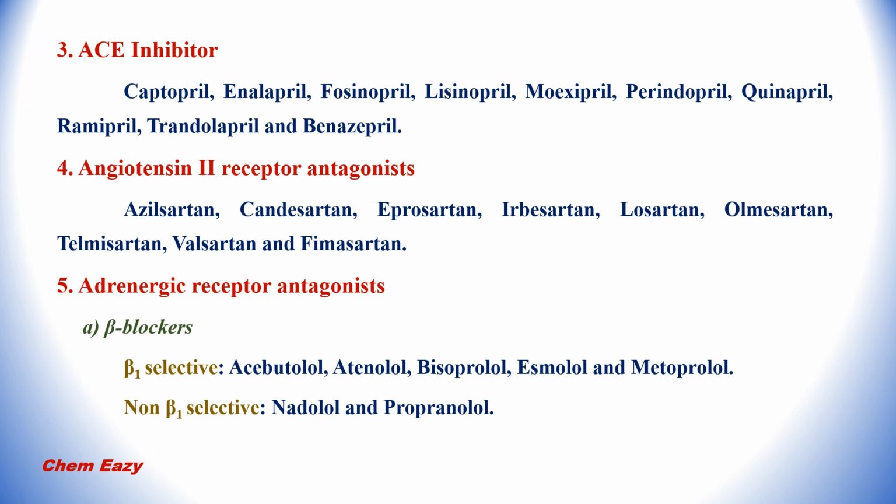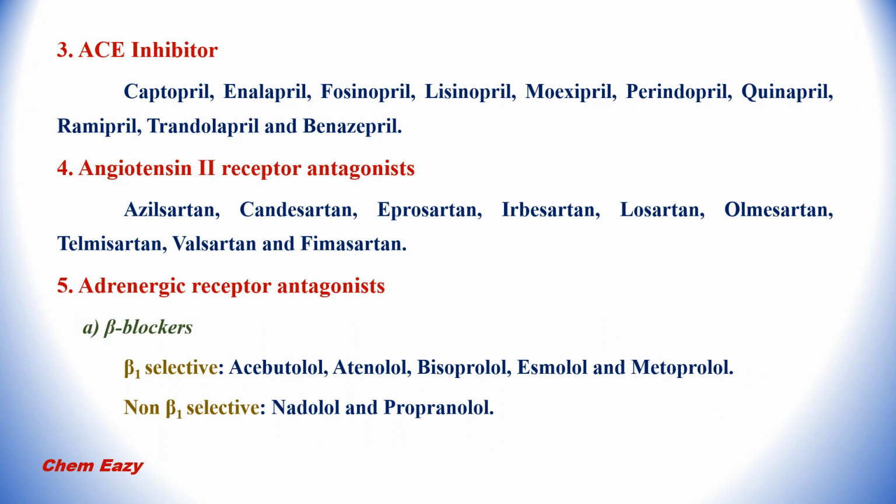Third class is ACE inhibitors, that is angiotensin converting enzyme inhibitors. Drugs are captopril, enalapril, fosinopril, lisinopril, moexipril, perindopril, quinapril, ramipril, trandolapril, and benazepril. Fourth class is angiotensin 2 receptor antagonists. Drugs under this category are azilsartan, candesartan, eprosartan, irbesartan, losartan, olmesartan, telmisartan, valsartan, and fimasartan.